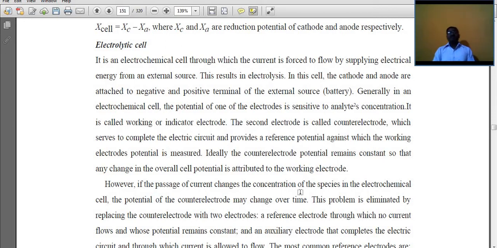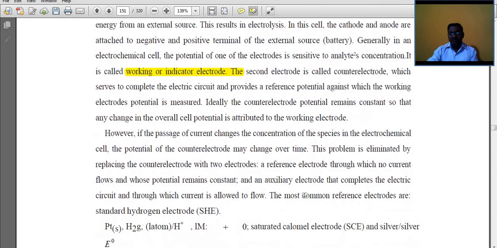Generally, in an electrochemical cell, the potential of one of the electrodes is sensitive to analyte concentration. It is called working or indicator electrode. The second electrode is called counter electrode, which serves to complete the electric circuit and provides a reference potential against which the working electrode's potential is measured. Ideally, the counter electrode potential remains constant so that any change in the overall cell potential is attributed to the working electrode.